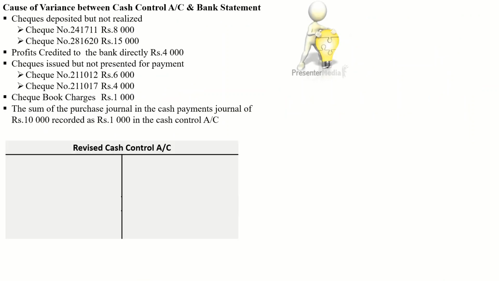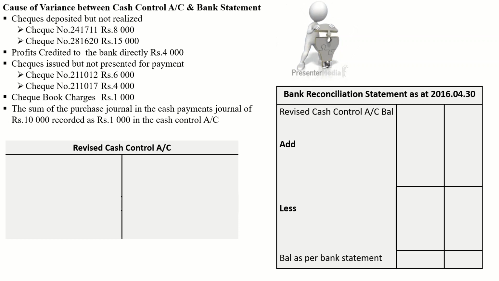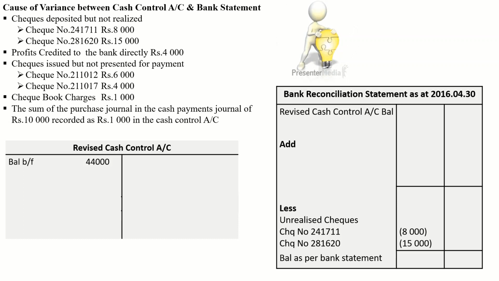That's all of it. Now let's prepare the revised cash control account and the bank reconciliation statement. First, you need to record the balance as per the cash control account, which is rupees 44,000. Then checks deposited but not realized. Here you need to deduct these from the revised cash control account balance in the bank reconciliation statement. So first, check number 241,711 of rupees 8,000 and then 281,620 of rupees 15,000. Then the profit credited to the bank directly. So you need to debit this in the control account: revised cash control account, debit deposit of 4,000.